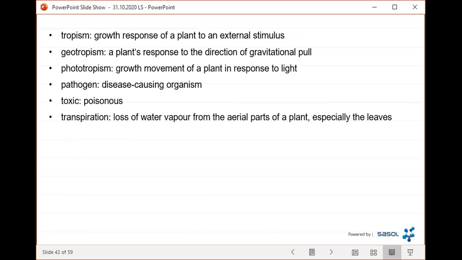Then we also have tropism. This is the growth response of a plant to an external stimulus. Geotropism is a plant response to the direction of gravitational pull. Phototropism is the growth movement of a plant in response to light. A pathogen is a disease-causing organism. Toxic means poisonous. Transpiration is the loss of water vapor from the aerial parts of the plant, especially the leaves, via the stomata. Right.